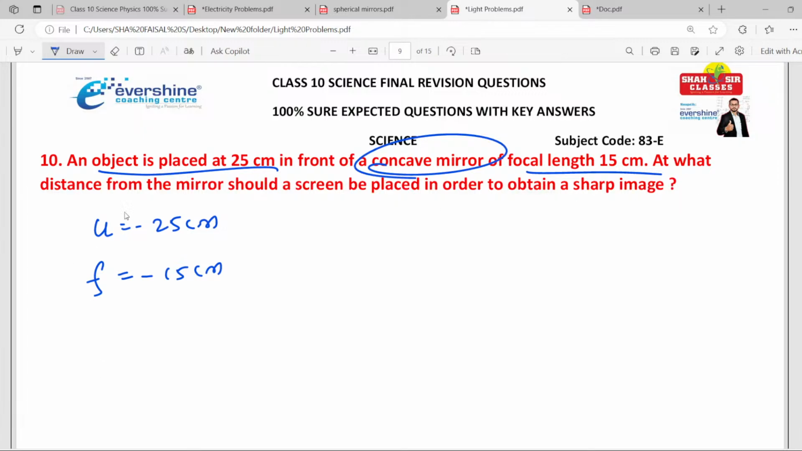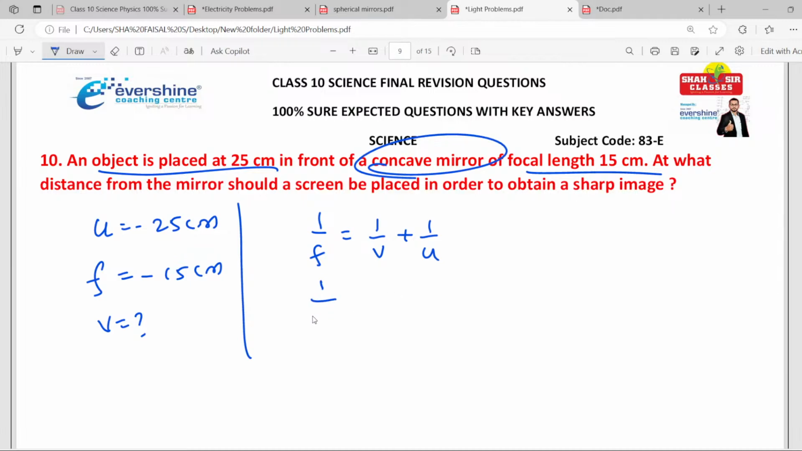Now what are they asking? At what distance from the mirror should a screen be placed in order to obtain a sharp image? To get a sharp image, that is V. They are asking us to find the image distance, V. So we know that 1 by F is equals to 1 by V plus 1 by U. It is the mirror formula.